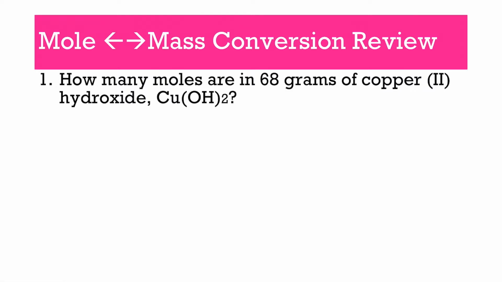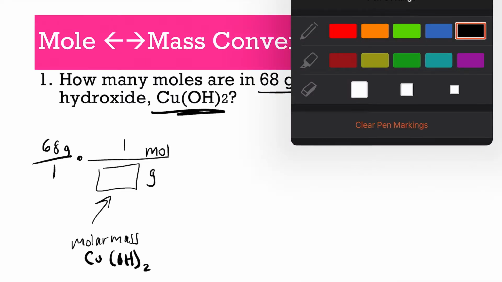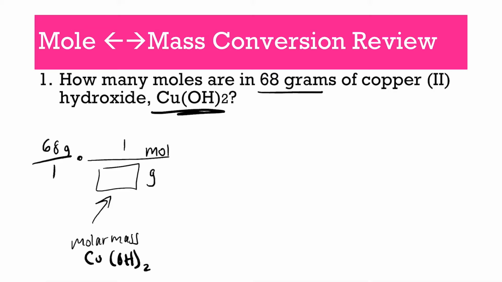When we're doing conversions, we're going to use dimensional analysis. So we're going to write down our given, which is 68 grams, put our given over 1. Now, we want grams to cancel, and we are looking for moles. When we did this, remember, we had 1 mole, and the number right there was the molar mass of whatever compound we were looking at. In this case, we're looking at copper hydroxide, so we need the molar mass of Cu(OH)2. I was mean and did not give that to you in the question. Let's go ahead and calculate that.